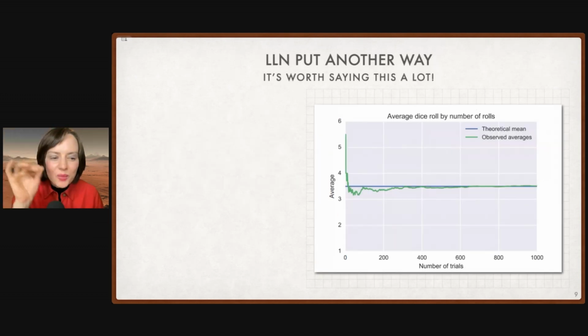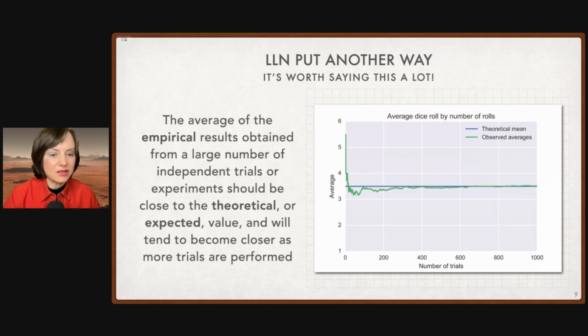I'm going to put it one more way because it's worth saying over and over again. This is an example of rolling dice. If you roll a six-sided die, the mean over time of all your rolls is going to be 3.5. But if I just do a couple of rolls, my mean is not likely to be 3.5. It's probably going to be something different. But as we can see, as the number of trials, the number of rolls of the die, increases, we converge to the expected value.